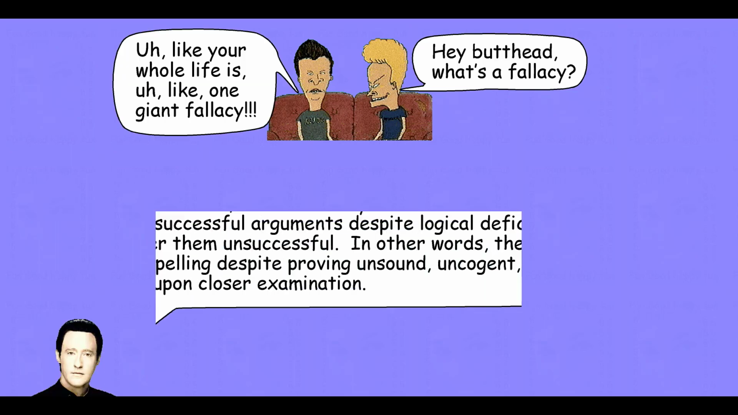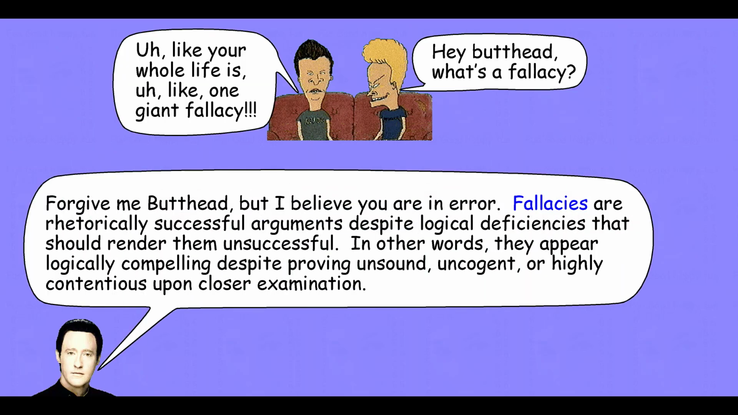Now we want to turn our attention in this lecture module to the notion of a fallacy and tie the notion of a fallacy through the case of informal fallacies to framing. So we think of fallacies as rhetorically successful arguments that are convincing despite logical deficiencies that should render them unsuccessful or unconvincing. In other words, they appear logically compelling, despite the fact that they're oftentimes unsound or uncogent or highly contentious when we examine them closer.